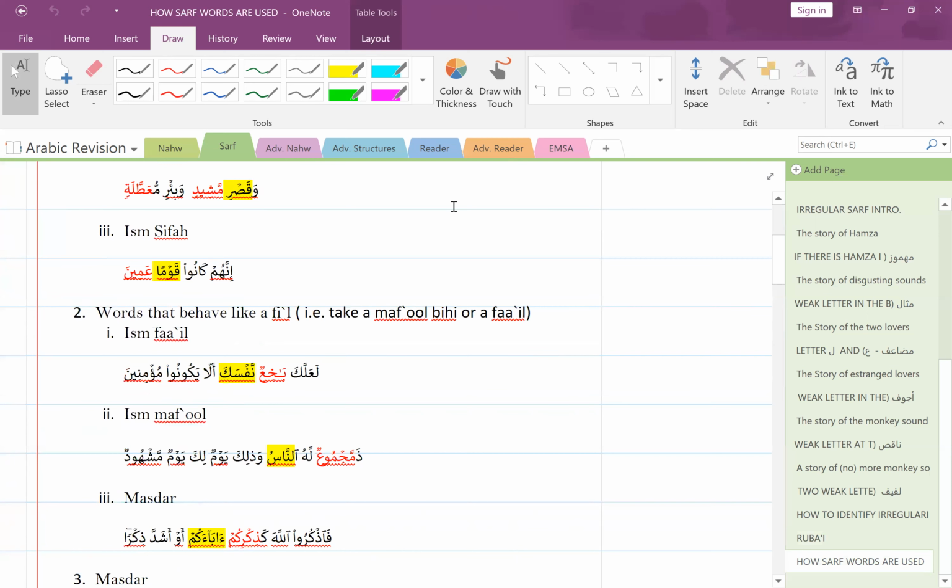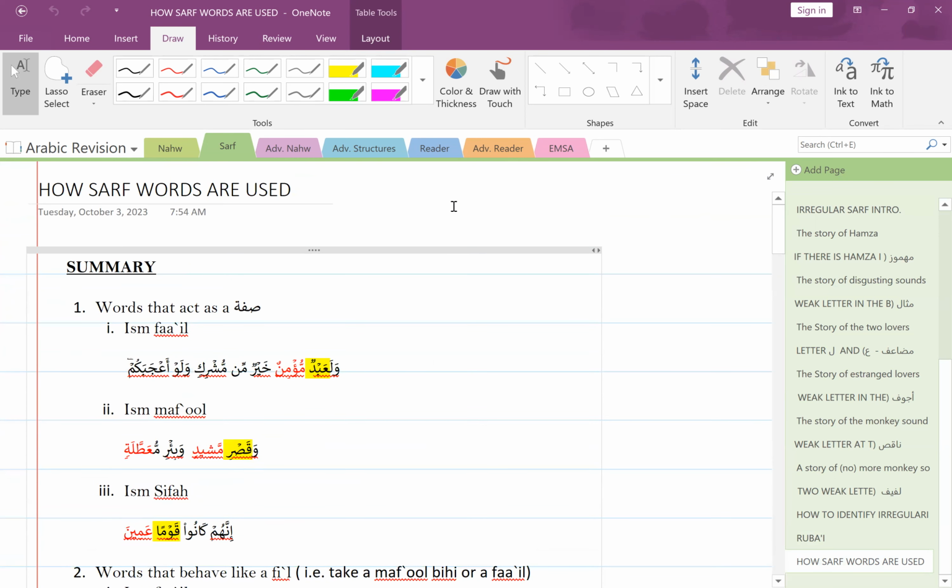Yes, Saima. Assalamu alaikum wa rahmatullahi wa barakatuh. Alaikum assalam wa rahmatullahi wa barakatuh.